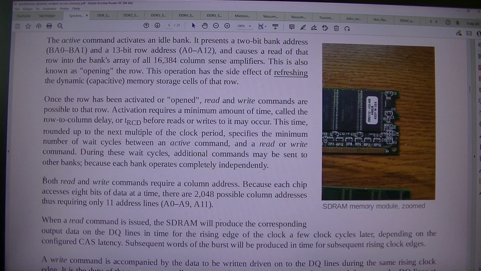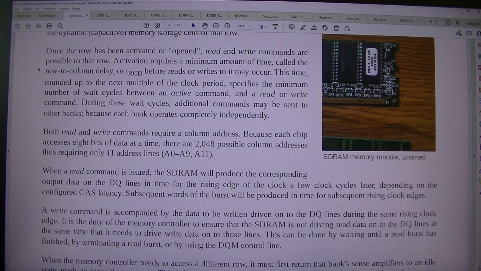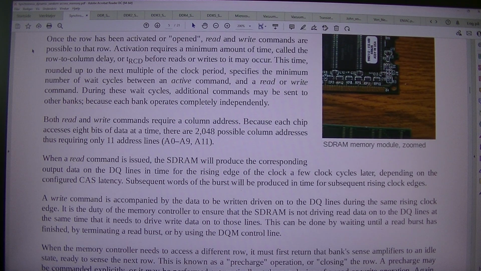The active command activates an idle bank. It presents a 2-bit bank address, BA0 and BA1, and a 13-bit row address, A0 through A12, and causes a read of the row into the bank's array of all 16,384 column sense amplifiers. This is also known as opening the row. This operation has the side effect of refreshing the dynamic, capacitive, memory storage cells of that row. Once the row has been activated or opened, read and write commands are possible to that row.